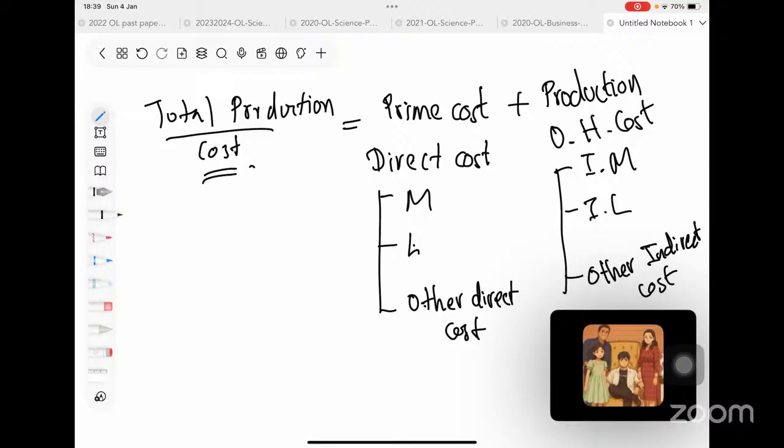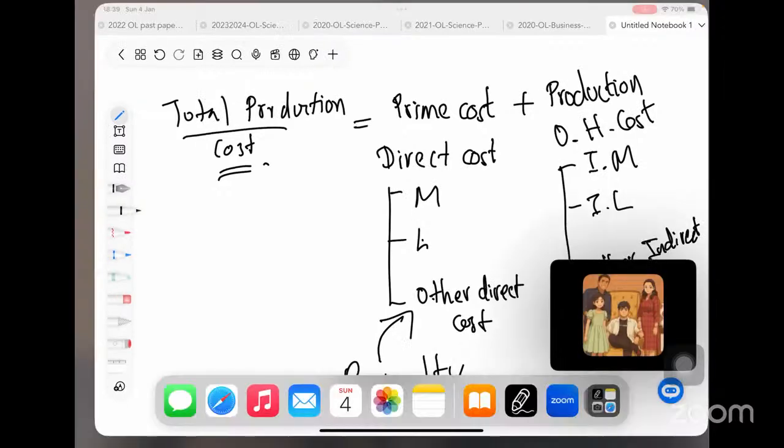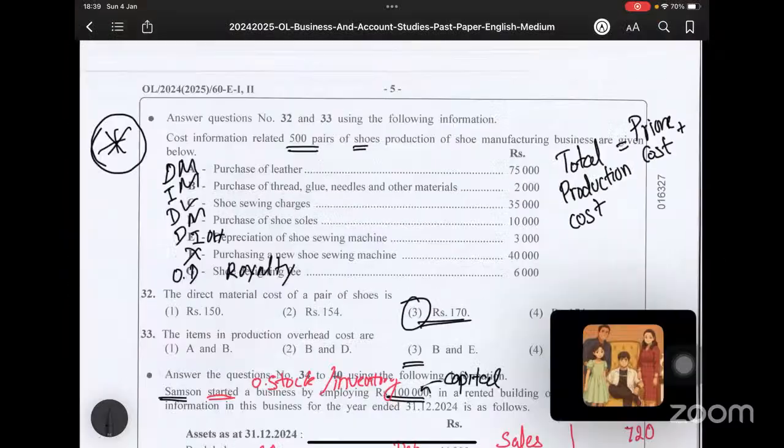Okay, so yesterday I told you about royalty. Royalty comes under the other direct cost. It is a direct cost and it is other direct costs. Okay. So the question was, cost information related to 500 pairs of shoes, production of a shoe manufacturing business, are given below.